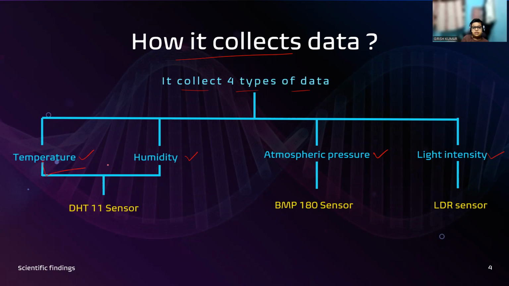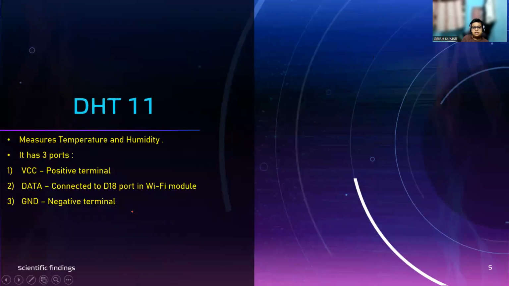For temperature and humidity, it has only one sensor, named the DHT11 sensor. For measuring atmospheric pressure, it has a sensor named the BMP180 sensor. And for measuring light intensity, it has a sensor named the LDR sensor. Now we will study all these sensors one by one.